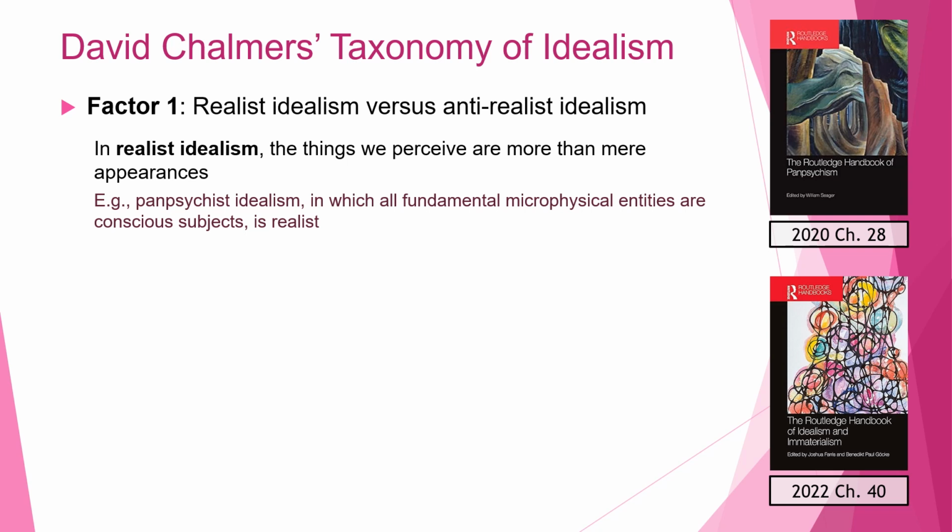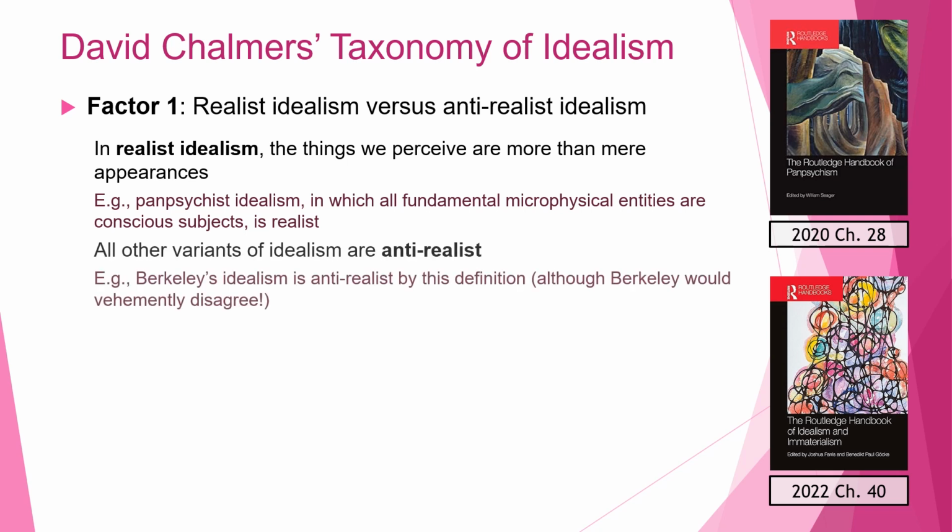In realist idealism, the things we perceive are more than mere appearances. For example, Pan-Idealism, in which all fundamental microphysical entities are conscious subjects, is realist. All other variants of idealism are anti-realist. For example, Berkeley's idealism is anti-realist by this definition, although Berkeley himself would vehemently disagree.